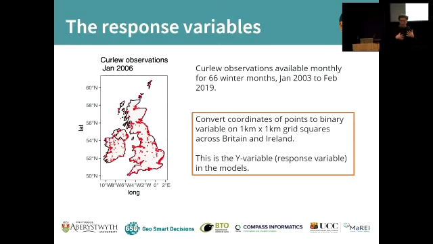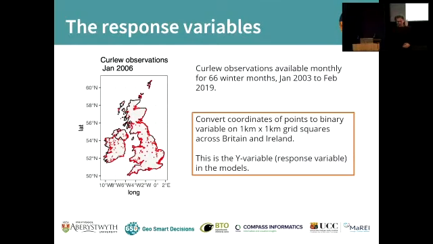So Warren, who's not here, is a postdoc who gathered a very big data set from all sorts of sources, so eBird and British Trust for Ornithology and the Web Survey, lots of different data. That was then converted into a 1 kilometre by 1 kilometre grid across the whole of UK and Ireland. So for each month, we've got a yes, no, a binary variable as to whether curlew were seen in that month or not.